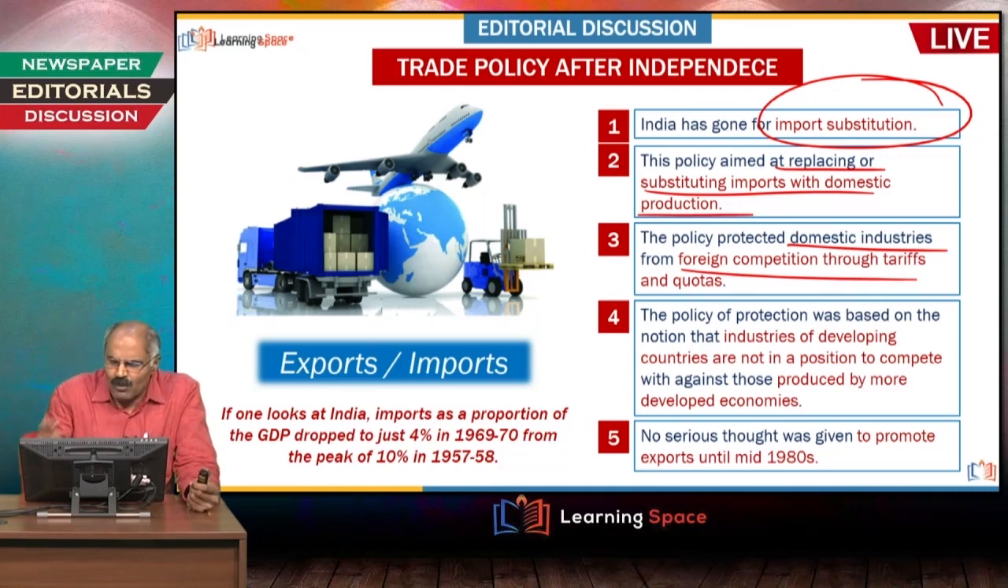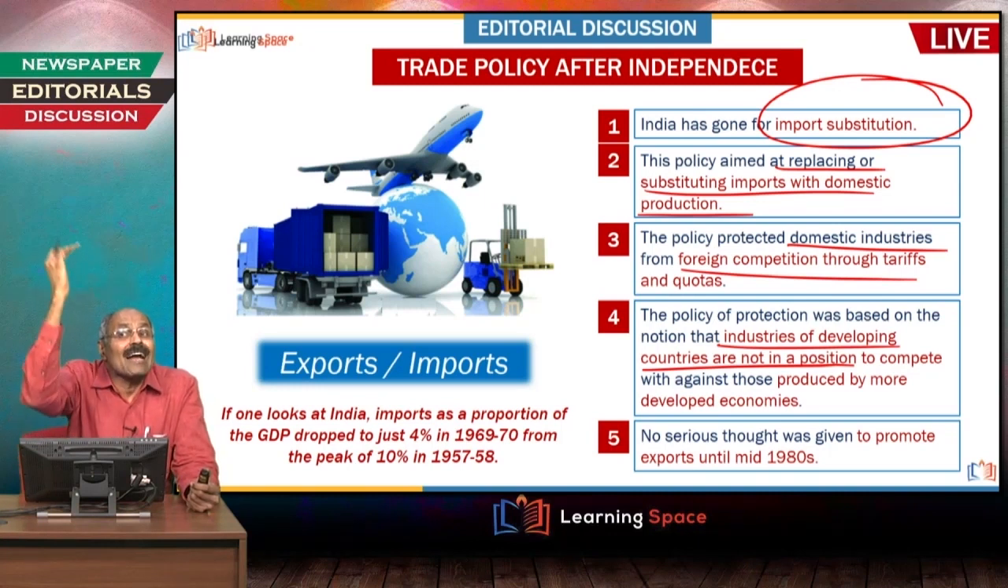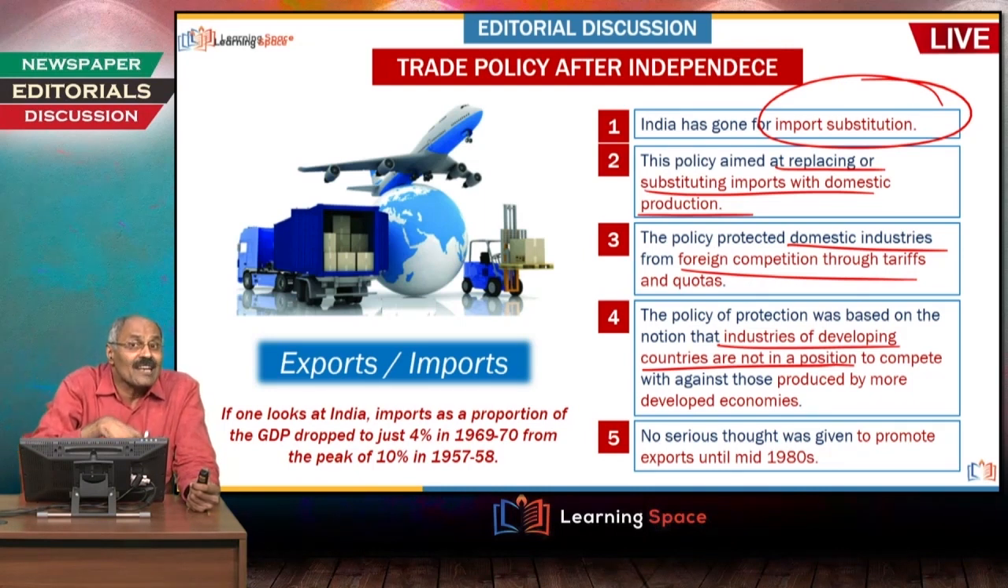The policy of protection was based on the notion that in those days industries of developing countries were not in a position to compete with the advanced countries. So some protection was required in those days, but ultimately it resulted in the spoiling of the Indian economy also, as per some experts. Though protection is required in the initial 10 or 20 years, it extended up to the 1990s, and it resulted in the spoiling of India in terms of making world-class products.